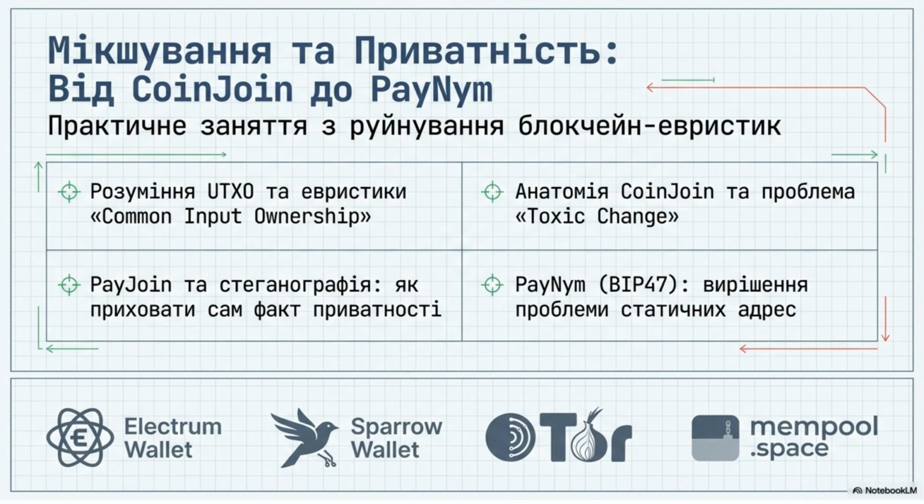Welcome to this video on mixing and privacy, from CoinJoin to PayNym. We will discuss breaking blockchain heuristics, understanding UTXO and common input ownership, the anatomy of CoinJoin, the problem of toxic change, PayJoin and steganography, and PayNym, BIP47, for solving static addresses.